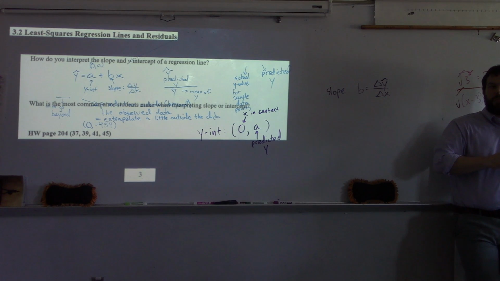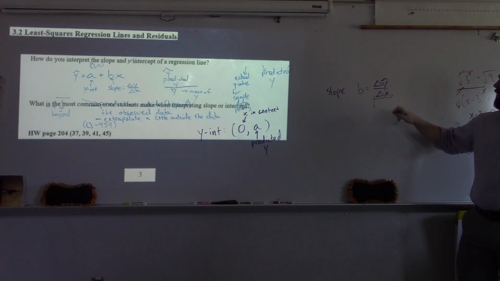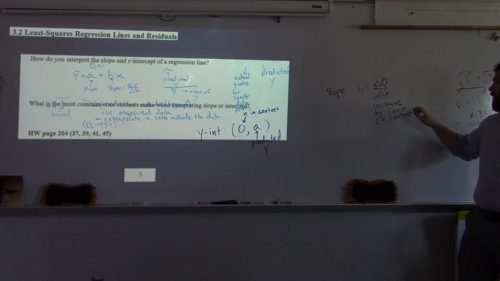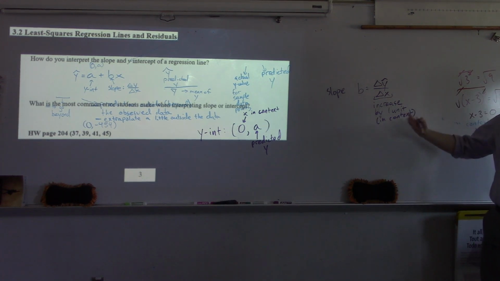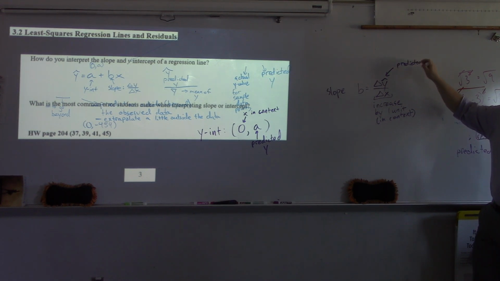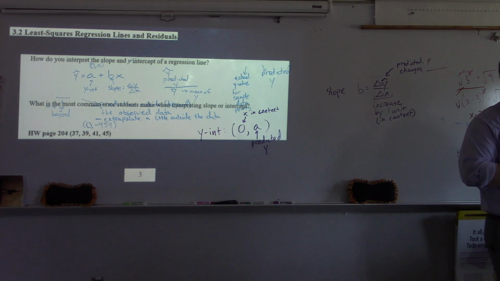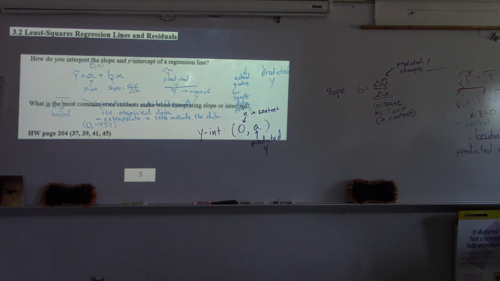Okay? Again, put them in context. Make sure that you talk about it. Typically we're always going to let the change in x be an increase by 1 unit, in context. And so for every increase in 1 unit of x in context, the predicted y changes blank, okay? So it is putting those numbers in a context.